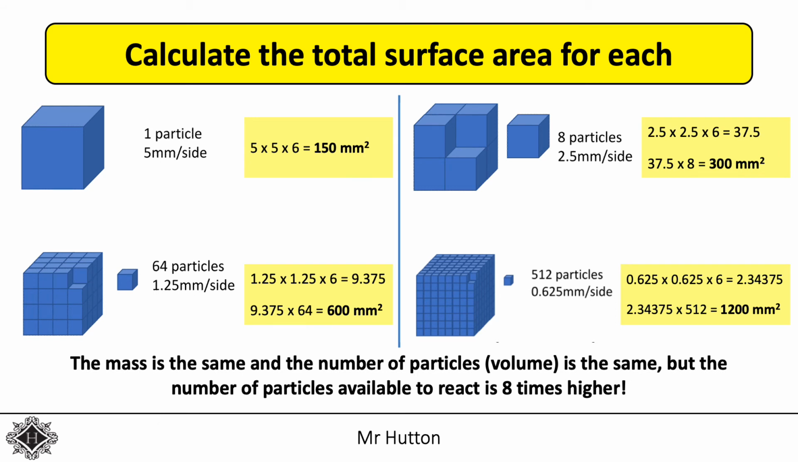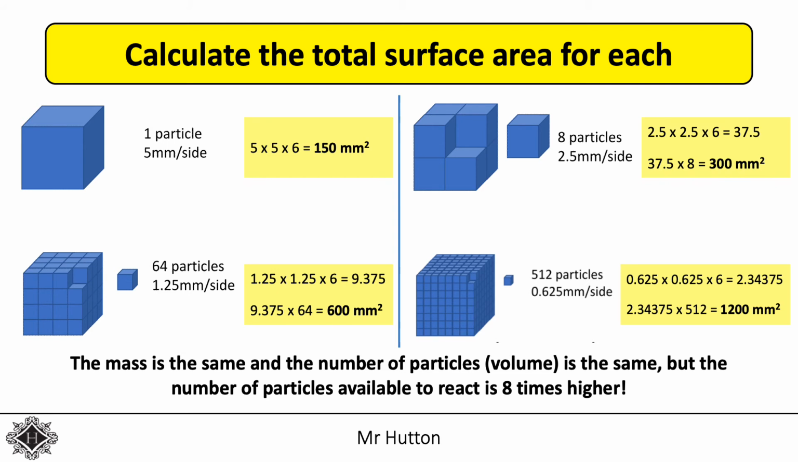Finally, we've got 512 tiny little pieces now, and the size of those, the width and the height there, is 0.625 times 0.625 times 6 to give you 2.34375 for one little cube. And because we've got 512 of those, we need to times it by 512.